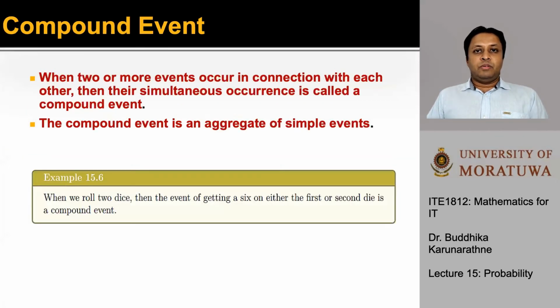And now introducing compound event. When two or more events occur in connection with each other, then their simultaneous occurrence is called a compound event. The compound event is an aggregate of simple events. Example, when we roll 2 dice, then the event of getting 6 on either the first or the second die is a compound event. So it's a combination of events. That's why we call it compound.